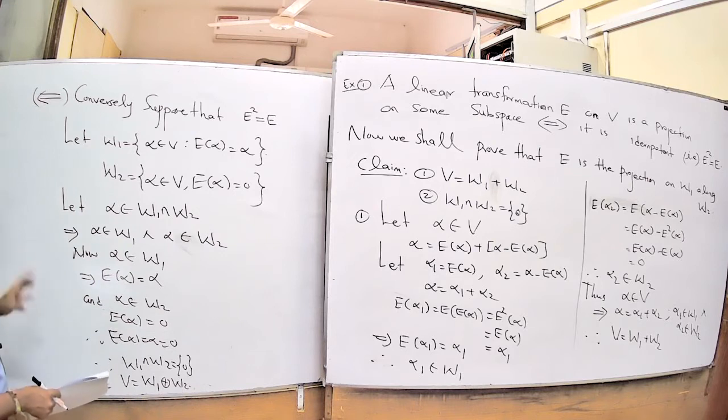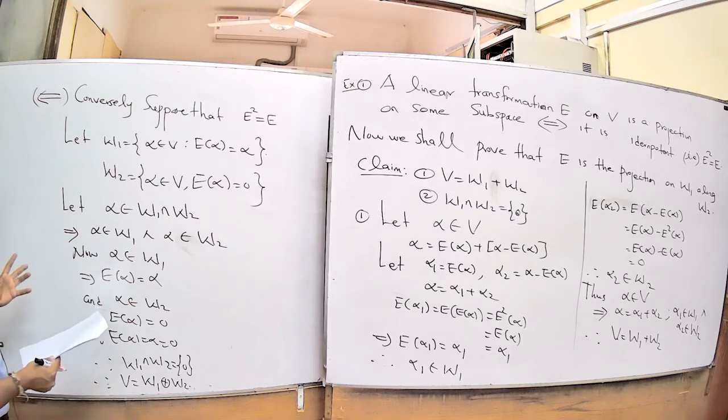Then now you can define the projection map. For the projection map, you want to show that E alpha equals alpha 1, where alpha 1 belongs to W1 and alpha 2 belongs to W2. That is your projection mapping.